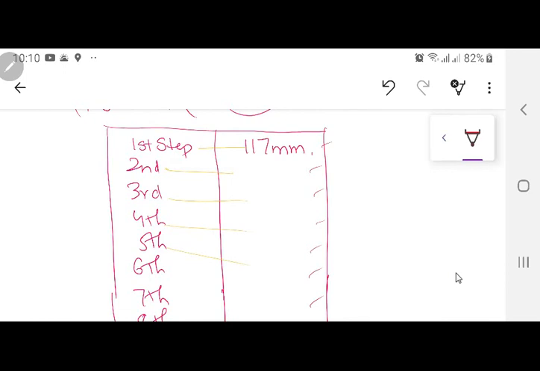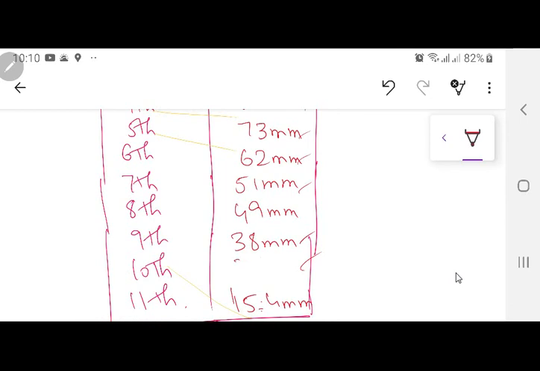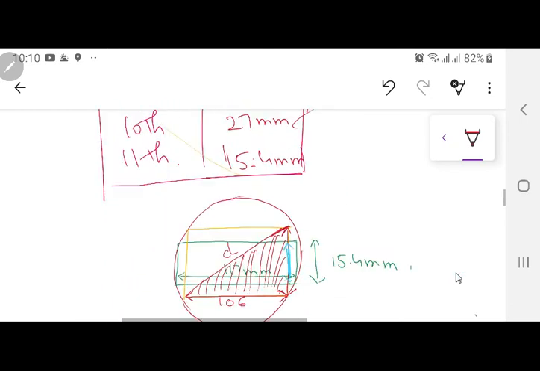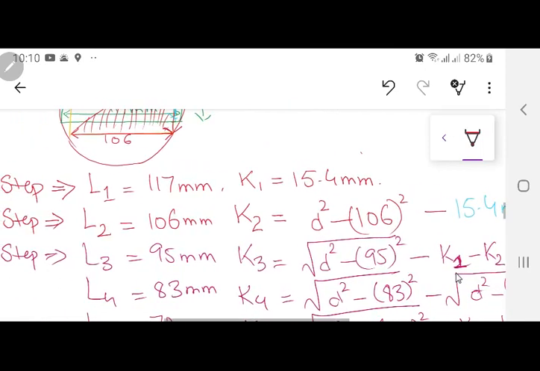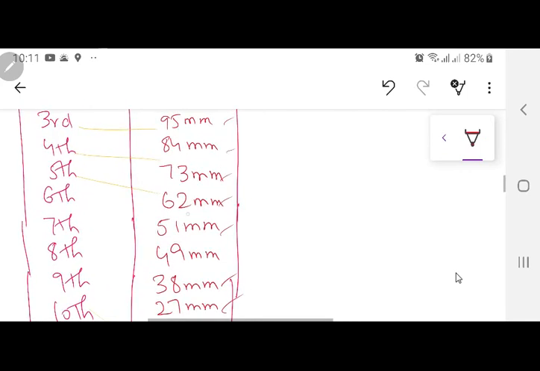ये निकली 10 के, वही मैं कर रहा हूँ। 117 के बाद 106 mm, 95 mm, 84 mm, 73 mm, 62 mm, 51 mm, 49 mm, 38 mm, 27 mm, 15. जी, now, हाँ जी। ठीक है। हाँ, ये आपने गलत किया है। ये क्या किया है? इक्वल स्टेप्स बांटने क्या कर रहे हो?